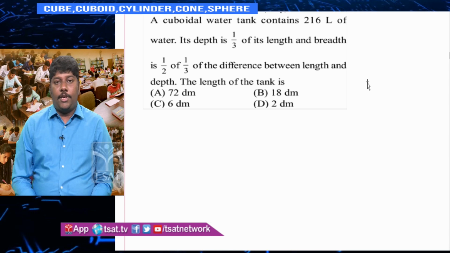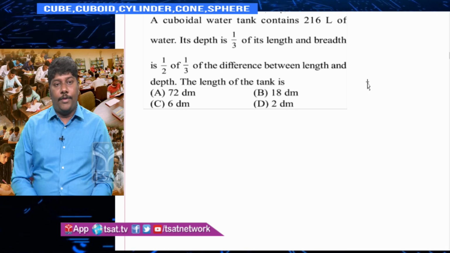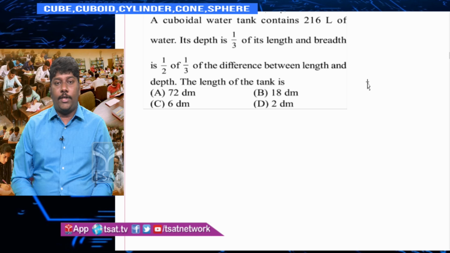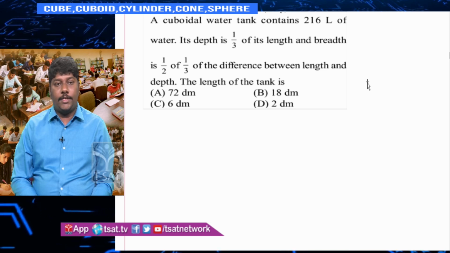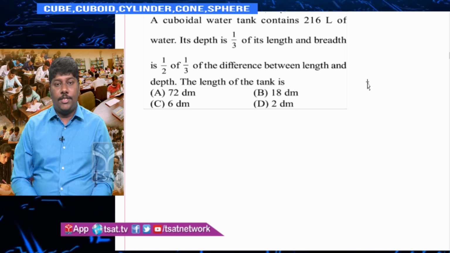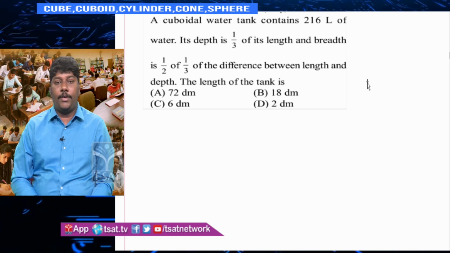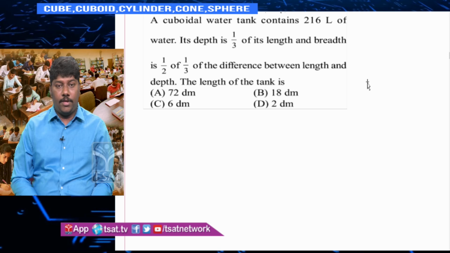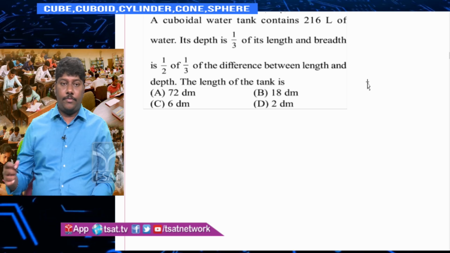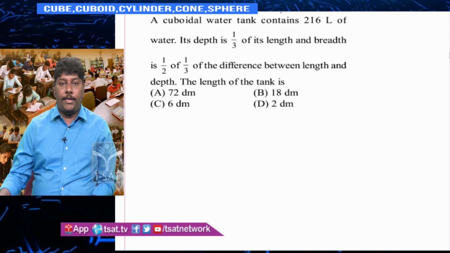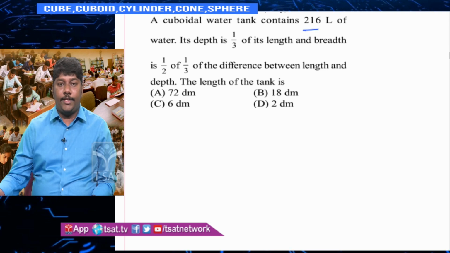Now we look at the sums related to cuboid. Look at the first sum. The cuboidal water tank contains 216 liters of water. Its depth is 1/3 of its length and breadth is half of 1/3 of the difference between the length and depth. Find the length of the tank. So cuboidal water tank contains 216 liters.